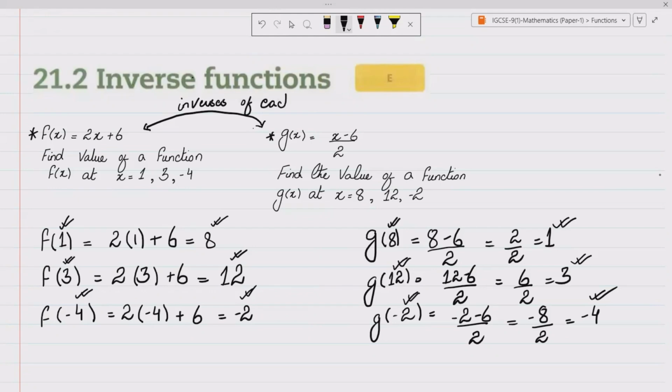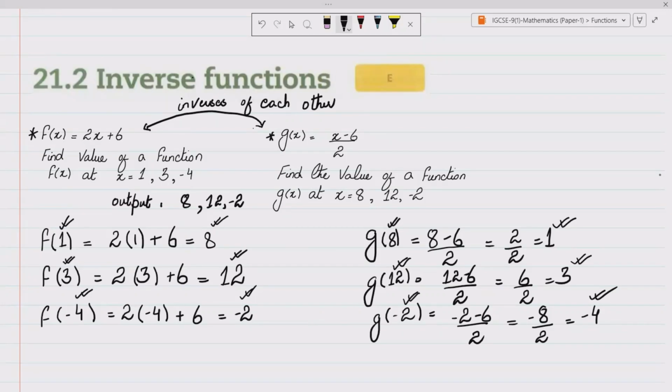So they both are inverses of each other. And how can we find it? We saw the pattern, right? We put x as 1, 3, -4, and as output we got 8, 12, and -2. And when we put these outputs in g of x, we again get our input 1, 3, -4.